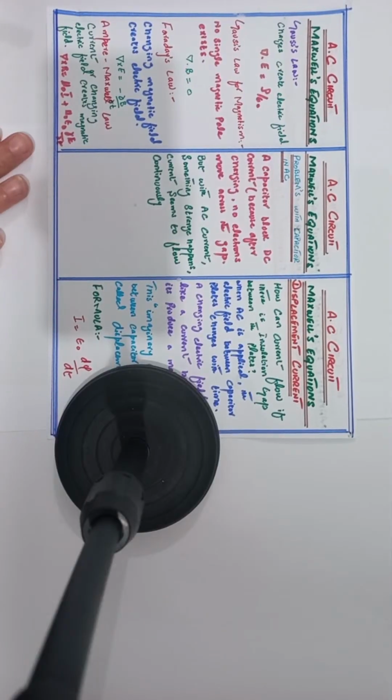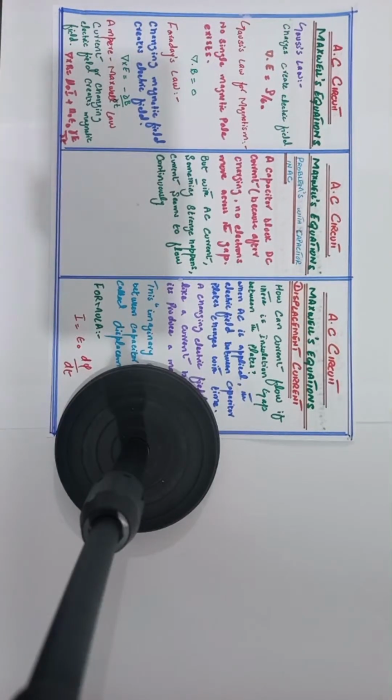Here we discuss the Maxwell equations. Then we discussed the problem in the capacitor: it always blocks the DC current, but it does not block the AC current, because in AC the polarity is always changing continuously. Then Maxwell explained how current flows in the capacitor if insulation is present between the plates. It is explained by the displacement current. That is all we discussed. Now we move to the next topic.